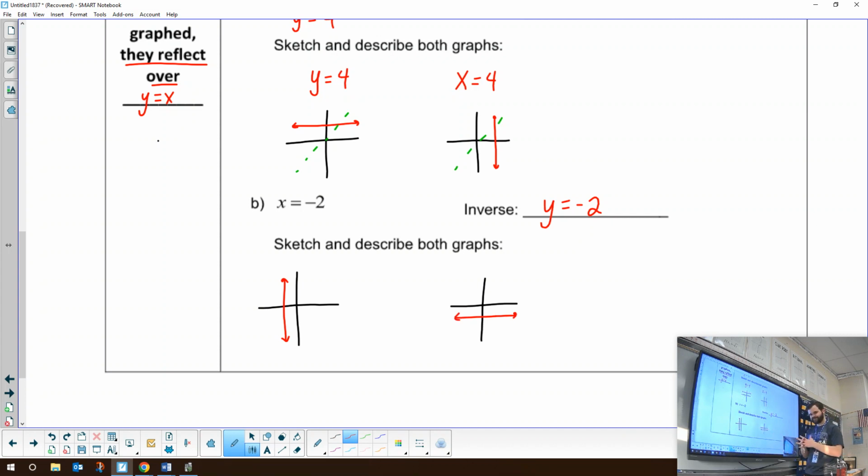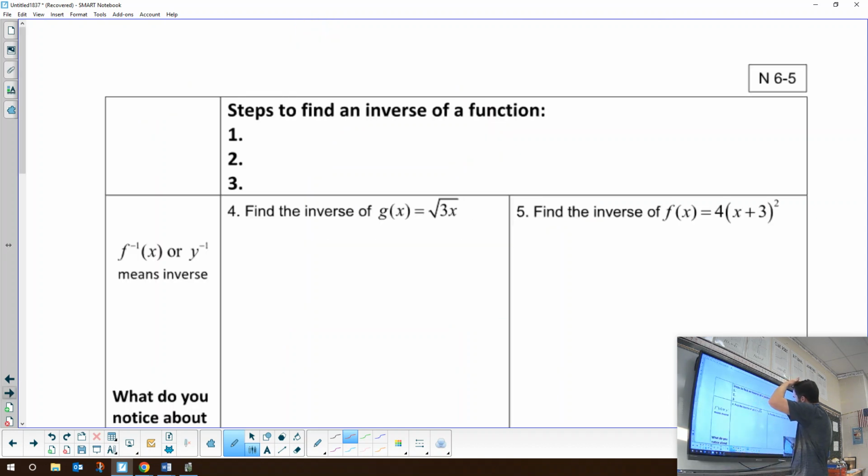They're just the inverse of each other. They just flip over that y equals x. So just switch your x and y, and you get your new inverse. So what about with equations? How do we find the inverse of an equation or a function?